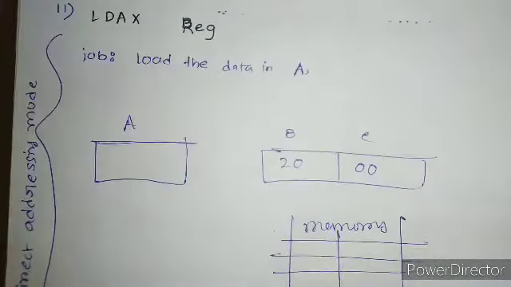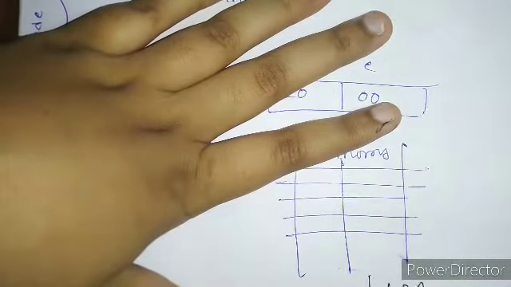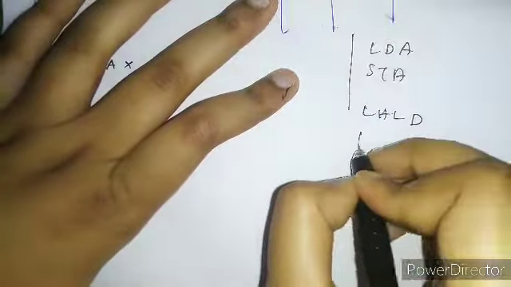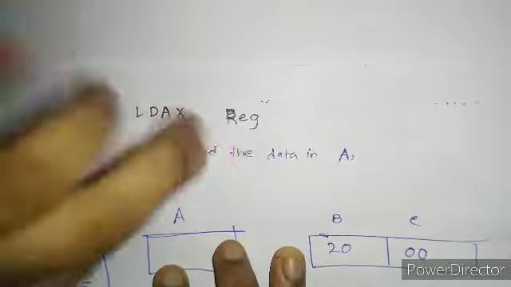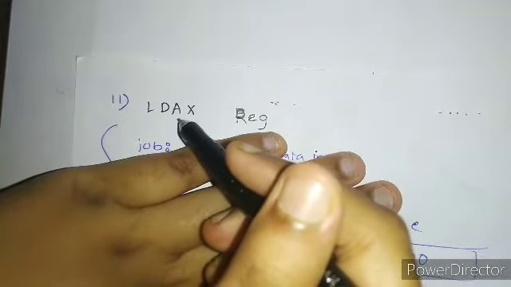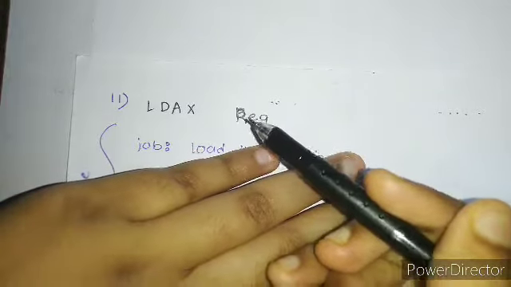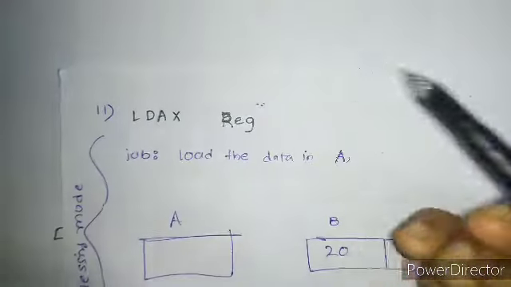The next instruction, LDAX register. Just a second before, we have seen LDA, STA, I'm sorry, LHLD, SHLD. Now, what is this new thing called LDAX? First, X means register pair, A means accumulator. Accumulator can only hold 8-bit data. So, what is this called? Load accumulator from some register pair.